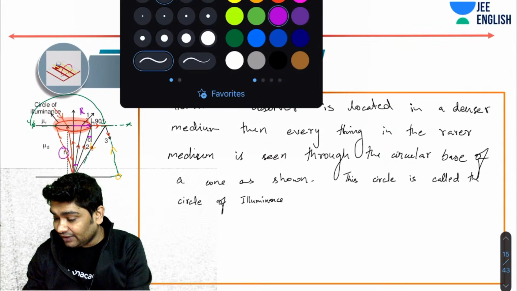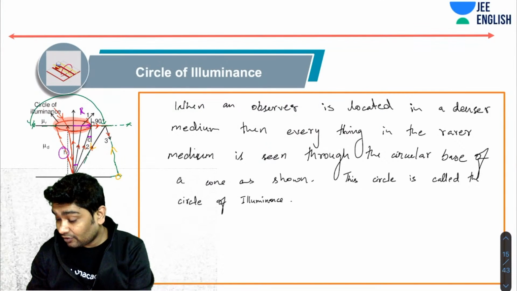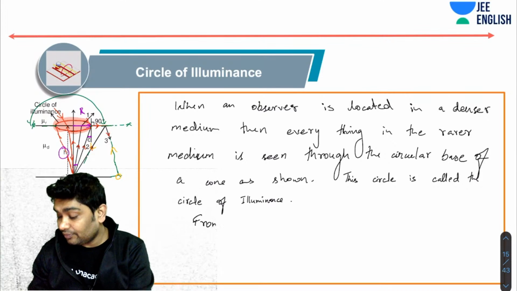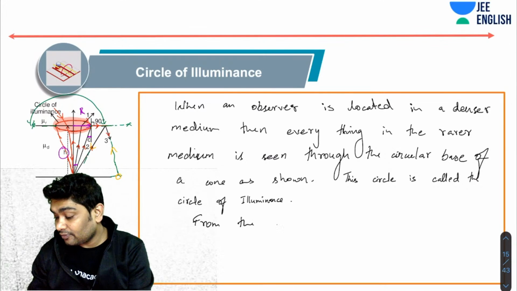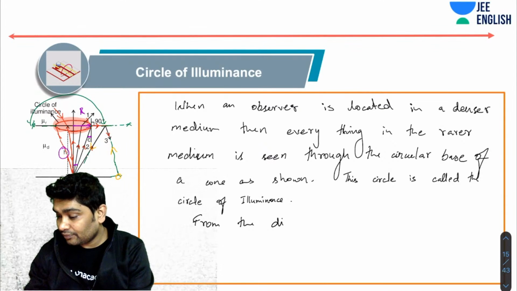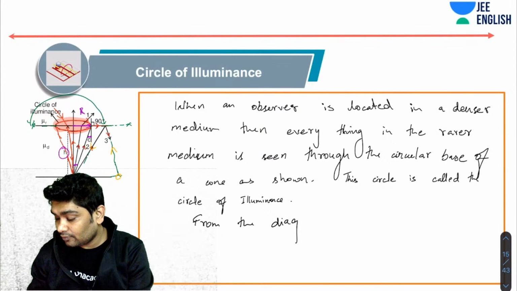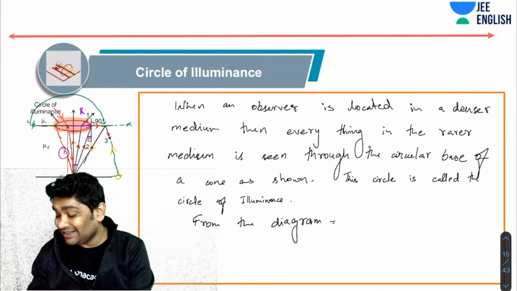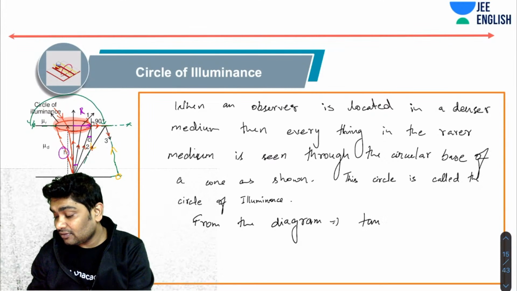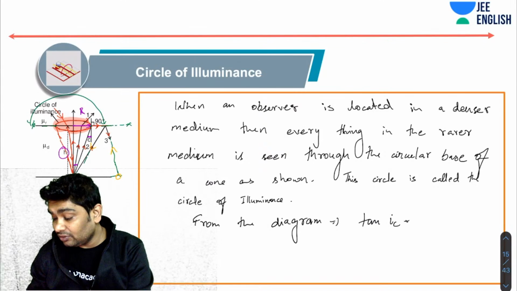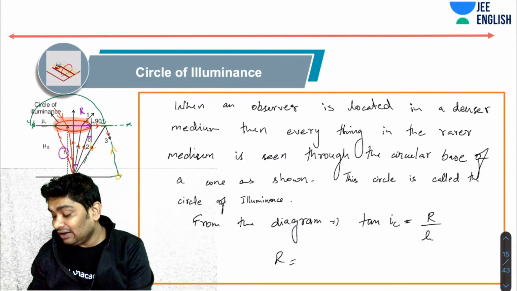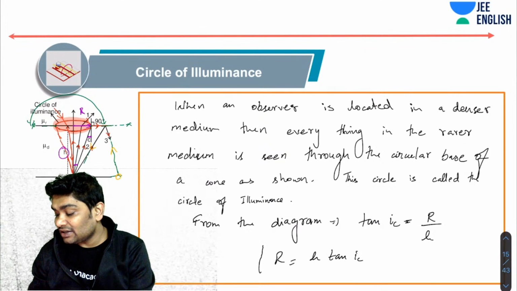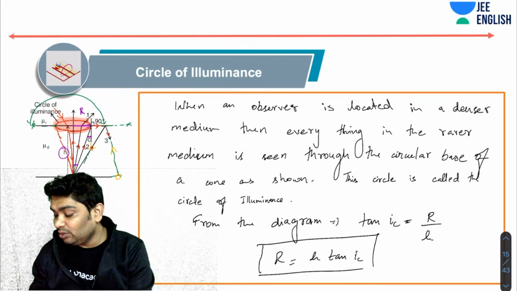From the diagram, what you will realize is tan IC would be equal to R over H. So here you have R. R would be H times tan IC. This is the radius of the circle of illuminance.